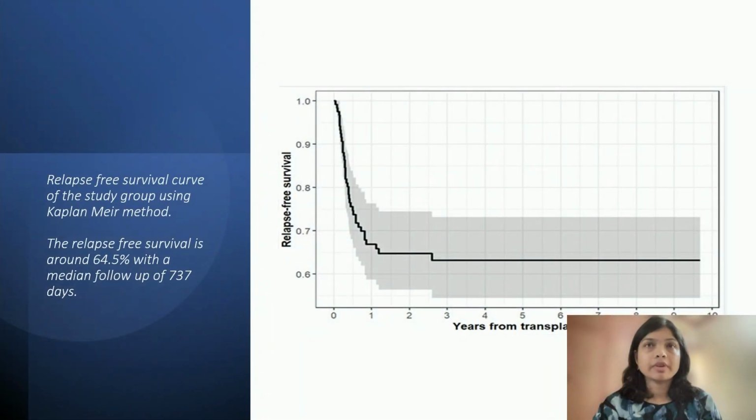This is the relapse-free survival curve of the entire group using Kaplan-Meier method. The relapse-free survival is around 64.5% with a median follow-up of 737 days.